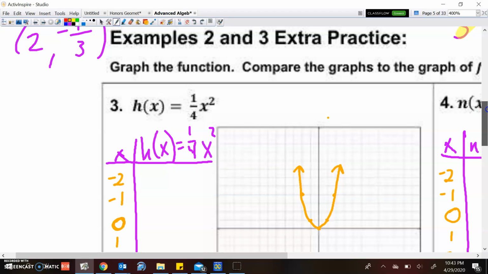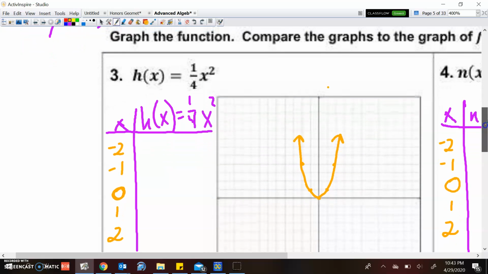Okay, so examples 2 and 3, extra practice. If you are watching this, kudos to you for sticking on for extra stuff and making sure you really understand it. That's great. So 3, 4, 5, 6, graphing the functions. I zoomed in so that we can see this graph a little bit better. Sorry I didn't do that in the one before.